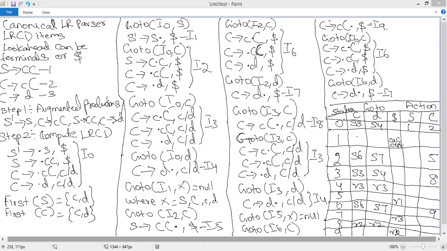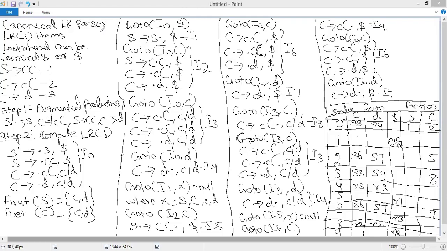Welcome back, friends. In this lecture, we are going to discuss the canonical LR parser, simply referred to as the CLR parser. Comparing the three types of parsers, that is SLR, CLR, and LALR, the canonical LR parser, the CLR parser, is the most powerful parser, because the CLR will eliminate most of the errors in the grammar, and it will not fall under any ambiguous grammar.